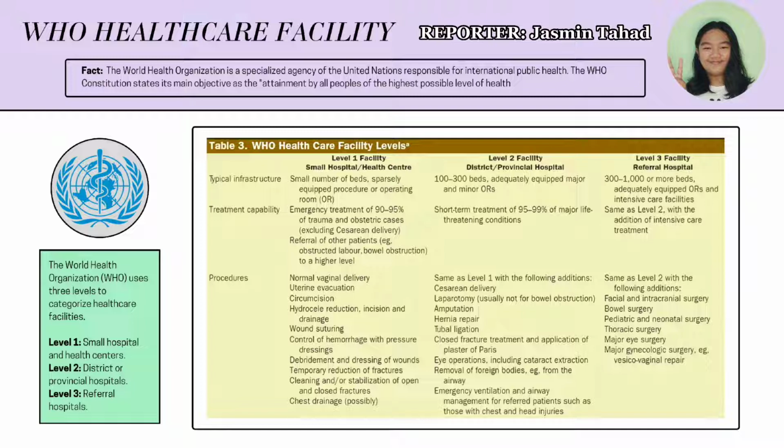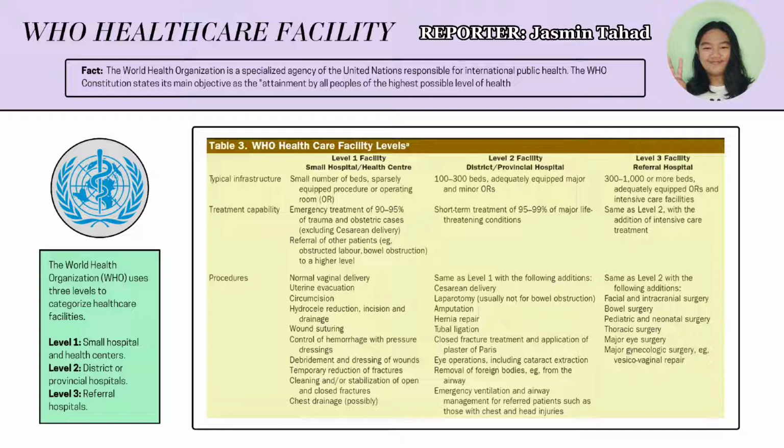So the typical infrastructure for level 1 is a small number of beds and a sparsely equipped procedure or operating room. So sa level 1 facilities, merong small number of beds at operating room pero hindi siya malaki. For minor surgeries lang siya.